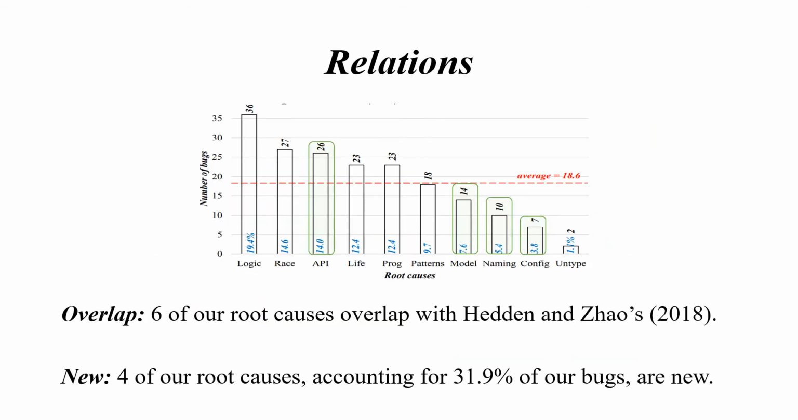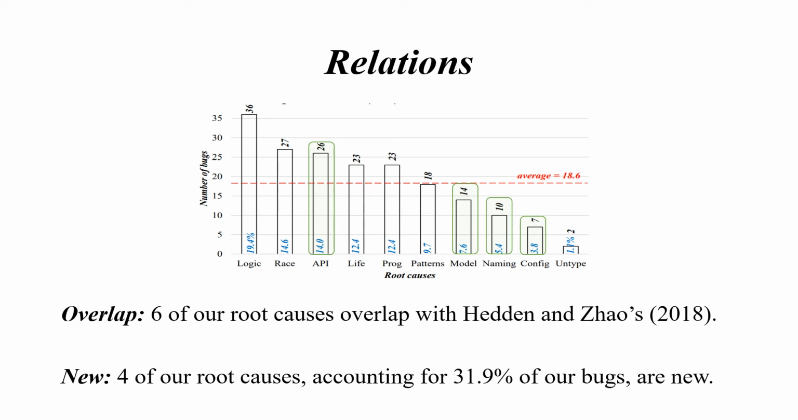An example relation for our root causes is that 6 of our root causes overlap with Hedden and Zhao's root causes. Hedden and Zhao study 126 Akka actor bugs and classify their root causes. In contrast, 4 of our root causes, which are API confusion, model confusion, misnaming, and misconfiguration, are new and cannot be found in the previous work.